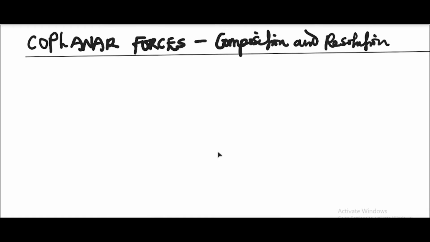So today, we're going to be looking at how to combine these forces into a single force, as well as see how to split one force into different directions. So join me in today's class as we look at coplanar forces, its composition, as well as its resolution.